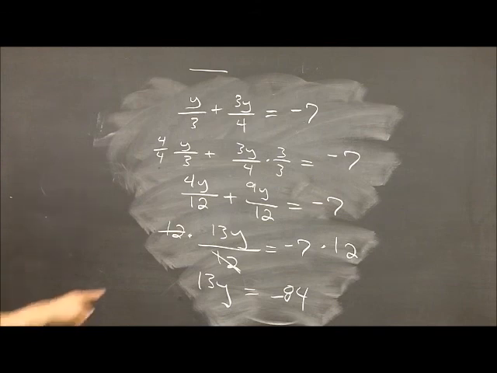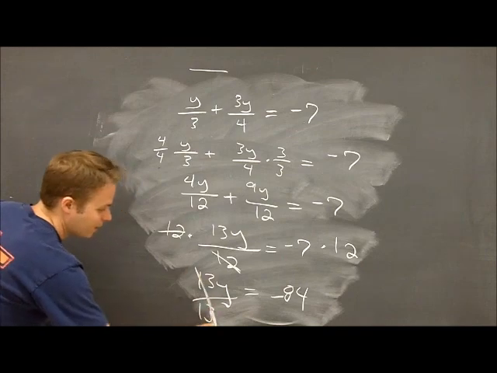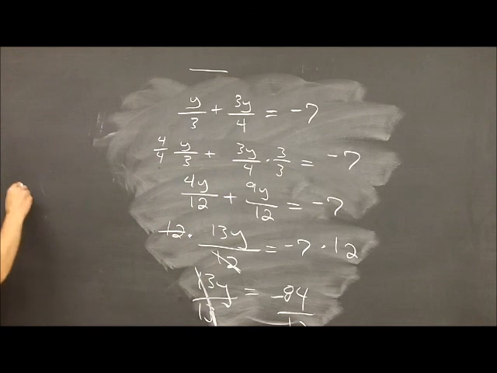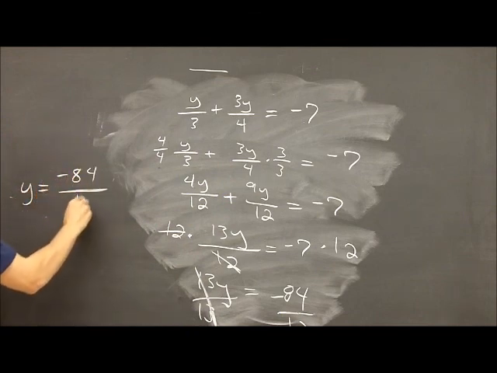And now I can just go through and divide by my 13 on both sides. So that divide by 13 here will cancel out that 13, and then divide by 13 here. And I'll get y is equal to negative 84 over 13.